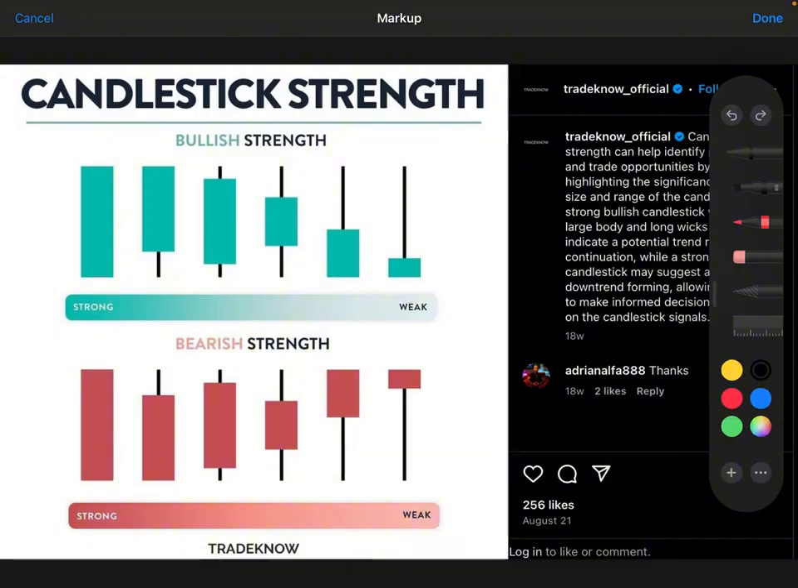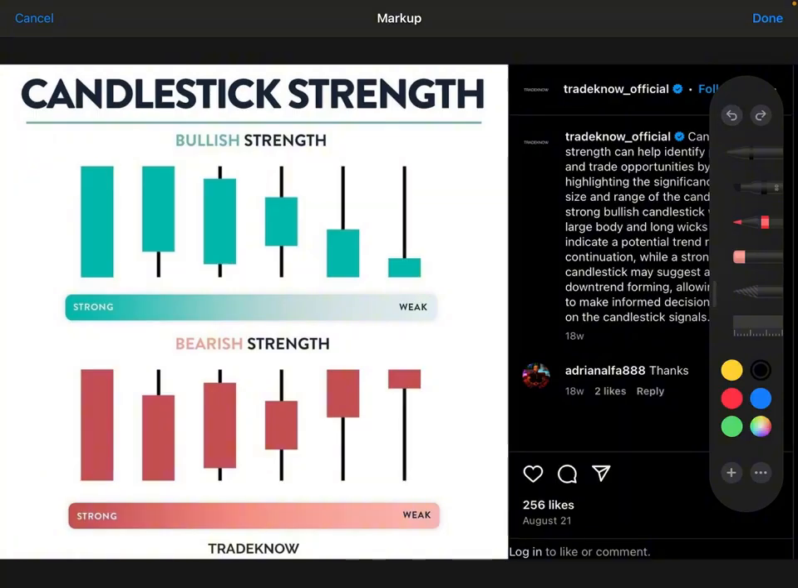Now, my favorite candles, if you've watched my videos at all, you know my favorite candles are my flat bottoms. I don't know where that name came from. I just call them flat bottoms. Technically, this is a flat top and this is a flat bottom. Why? Because your candles that are red close at the bottom and your candles that are green close at the top. So this is a flat top and this is a flat bottom.